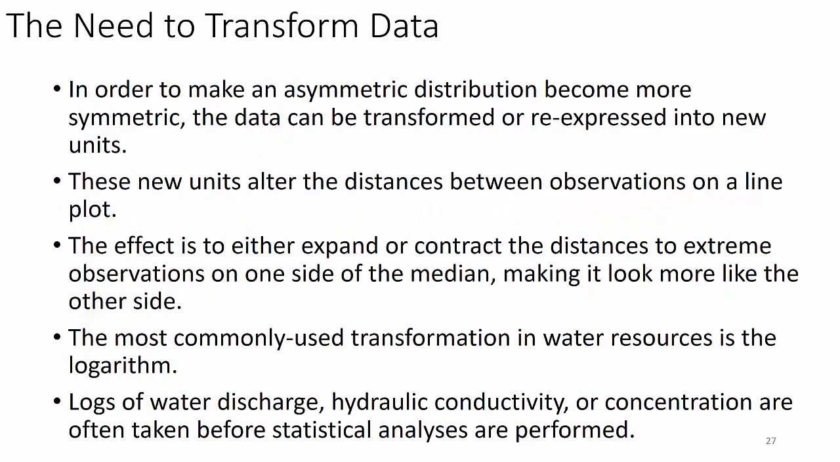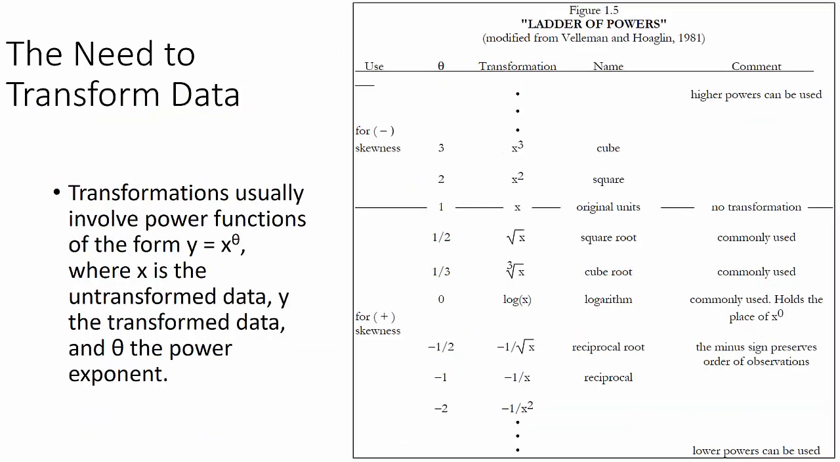In order to make an asymmetrical distribution become more symmetric, the data can be transformed or re-expressed into new units. These new units alter the distances between observations on a line plot. Remember our balance beam, the effect is to either expand or contract the distance to extreme observations on one side of the median, making it look more like the other side. The most commonly used transformation in water resources is the logarithm. Logs of water discharge, hydraulic conductivity, concentration, and rainfall are often taken before statistical analyses are performed.